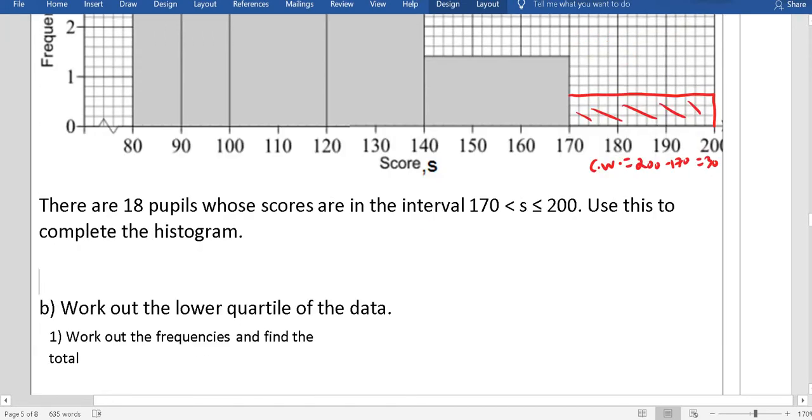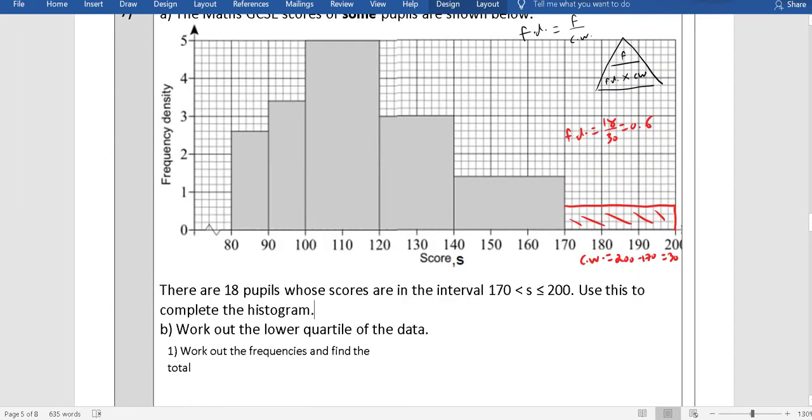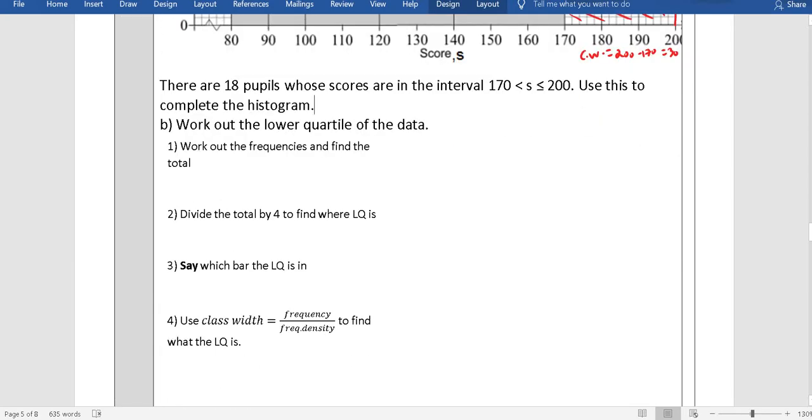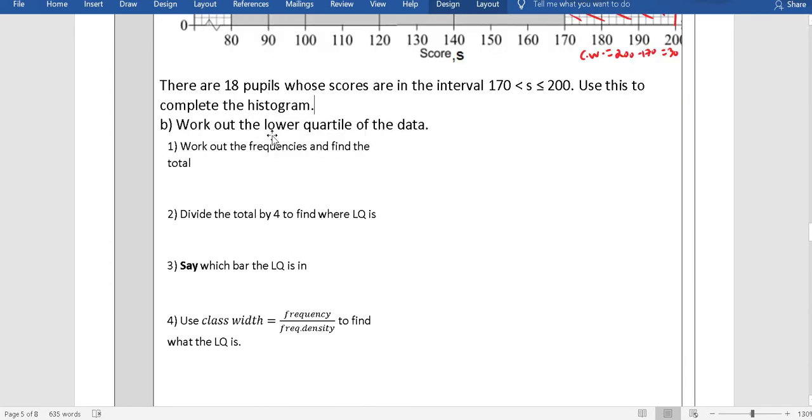Now, for part B, this is the tricky part of the question. But in a GCSE exam, you get a lot of marks for simply locating the interval in which the lower quartile exists. Now, there's essentially 4 steps, so I'll just summarize them briefly before doing them. We are going to work out the frequencies of each interval, or each bar I could say, and work out the total to work out how many pupils are actually in the sample, or in the population. We are then going to divide that total by 4, which will give us which pupil, so the first, the second, the 50th, or whatever, is going to be our estimate for the lower quartile.